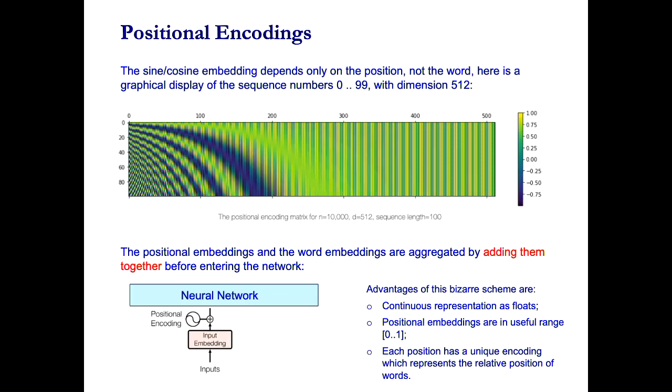What does the N stand for? N10,000 is a parameter that they use in their formula. I don't have any better explanation for that. There's a place where there's an N, and it has to do with the formulas that they built. I should have blanked that out.